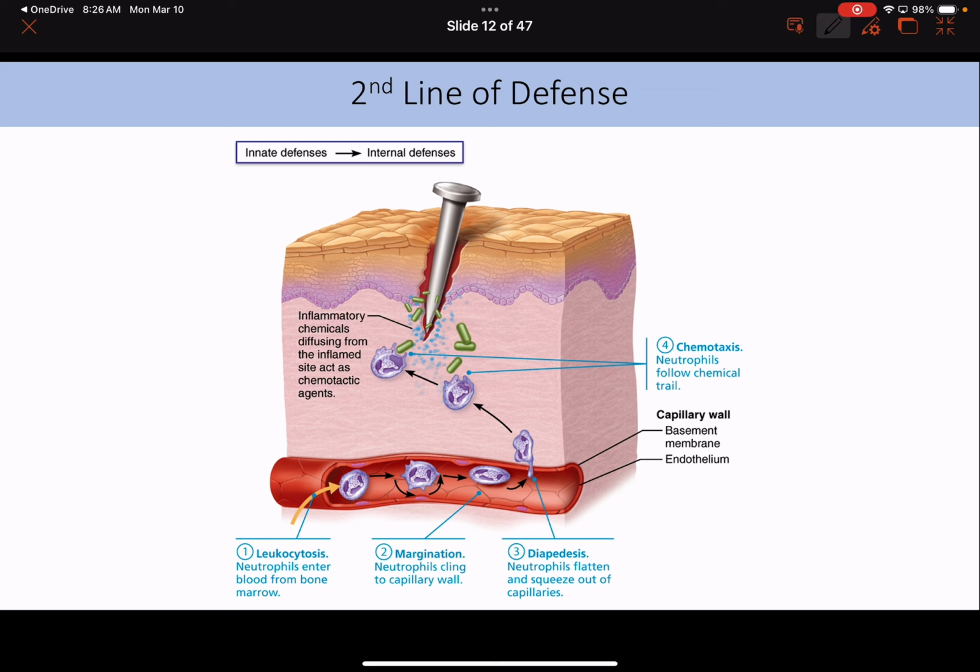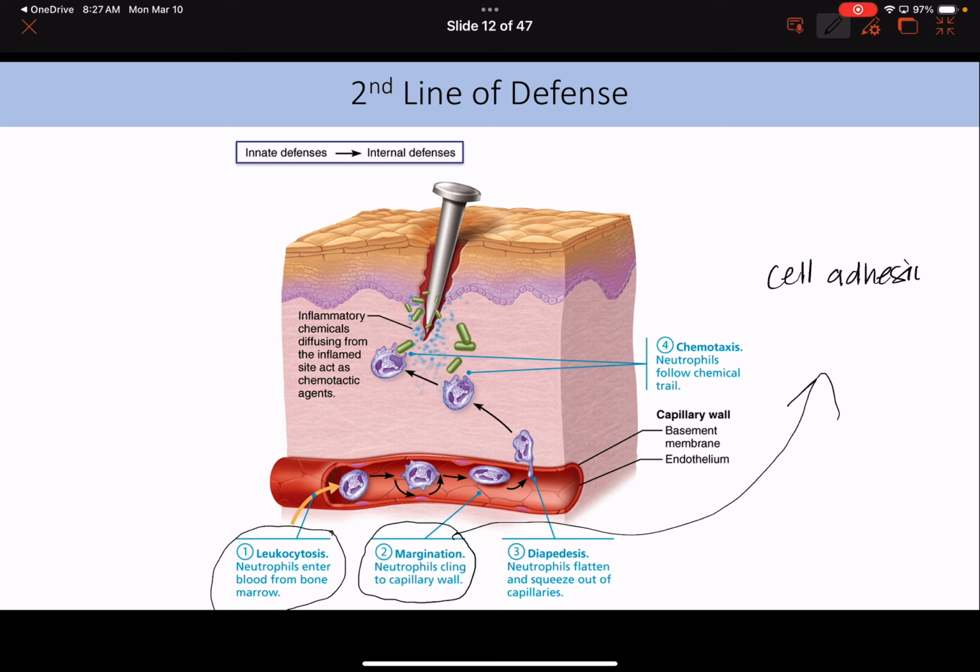But first you have leukocytosis. Neutrophils enter the blood from the bone marrow. Then you have margination, which we didn't give a name before, but this is where we have those molecules that slow down the white blood cells so they know where to get off when there's been an injury. Do you guys remember what we called those molecules? Cell adhesion molecules. So margination is the neutrophils or leukocytes getting stuck to those cell adhesion molecules and knowing where to stop and knowing where the site of injury is.